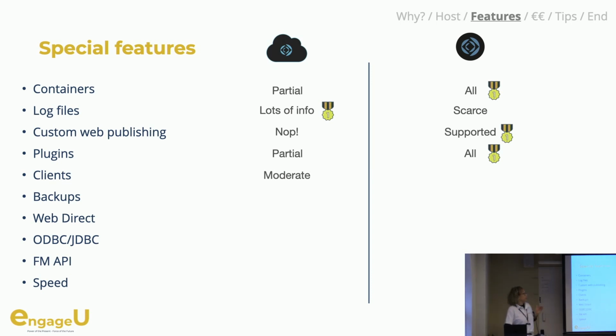Clients. Well, this is a feature, but it's not bad or good. Talking about the number of clients that FileMaker Cloud supports, it's a moderate size, while in FileMaker Server, you can scale to a lot more, bigger clients. But this feature really depends on the size of your app, of your project. So there's no better or worse. It just depends, no?